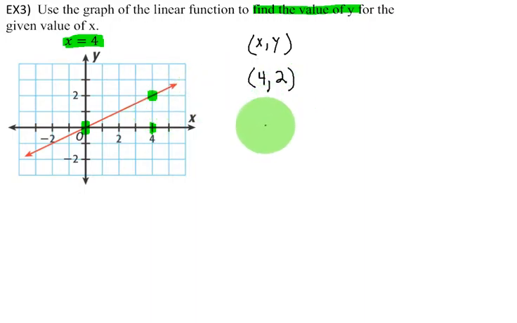Another way you could have written this, it was when x equals 4, y equals 2. Rather than writing it this way below, you'll most likely write it as an ordered pair, 4, 2.